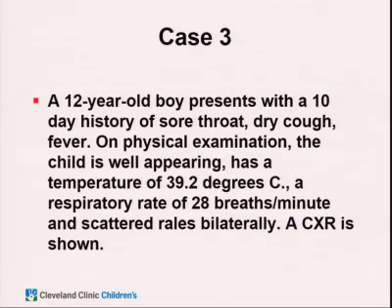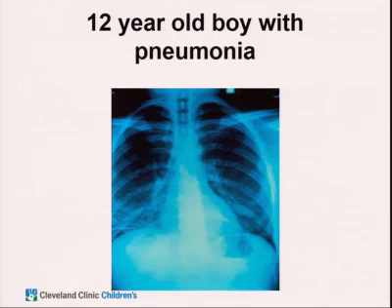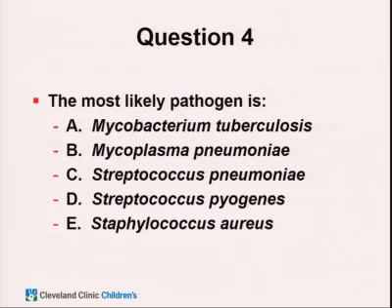Okay, the next case is a 12-year-old boy with a 10-day history of sore throat, dry cough, and fever. On exam, the child is well appearing, has a temp of 39.2, respiratory rate of 28, and scattered rales bilaterally. And this is the chest x-ray. What's the most likely pathogen in this child? TB, Mycoplasma pneumonia, strep pneumonia, strep pyogenes, or Staph aureus?